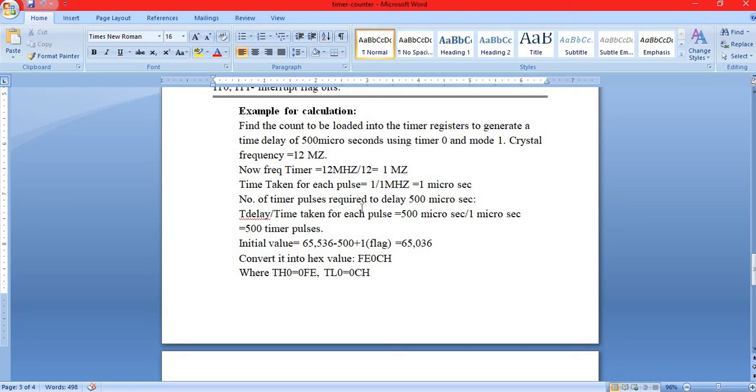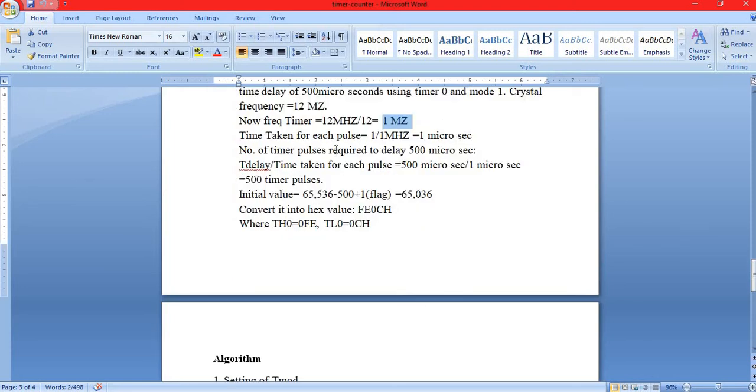Now let's take an example and see how we can calculate the delay. Here we have considered the count to be loaded into the timer registers to generate a time delay of 500 microseconds using timer 0 and mode 1, where the crystal frequency is 12 MHz. Initially we will be calculating the timer frequency, as you have already seen in the internal circuit. The input to the timer is divided by 12. So we have done that process. Here the 12 MHz is divided by 12 and we have obtained 1 MHz. Now the time taken for each pulse is calculated by the inverse of the timer frequency, 1 divided by 1 MHz, and we have obtained 1 microsecond.